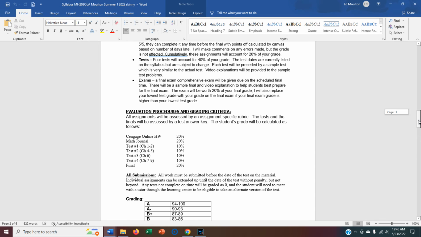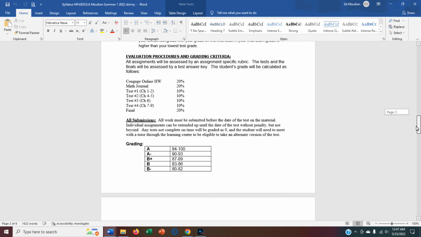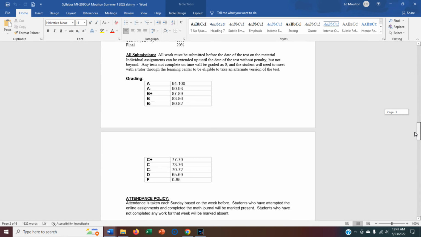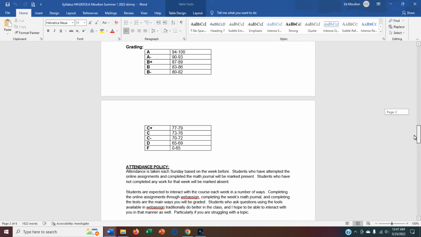So Cengage Online Homework, 20%, Math Journal, 20%, Tests 1 through 4, a total of 40%, and the final is 20%. This is the grading scale that I just copied. As far as attendance, each Sunday I'm going to mark whether you were here or not based on whether you completed the assignment. So you need to complete the math journal, the homework, and the test each week in order to be marked present for that week.